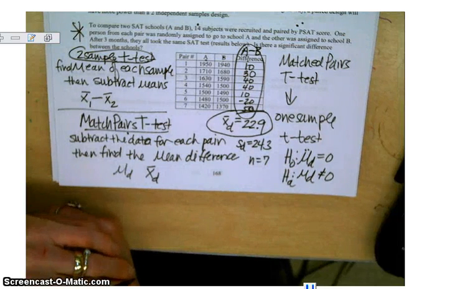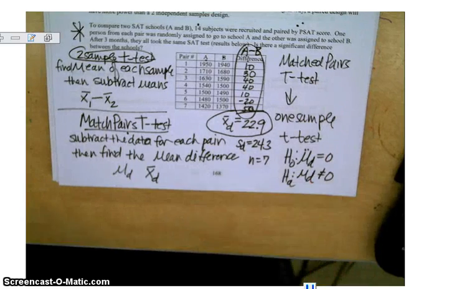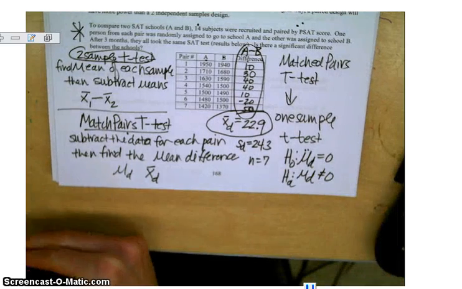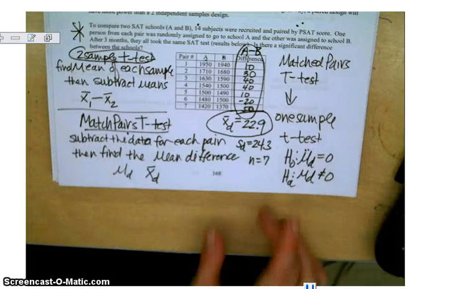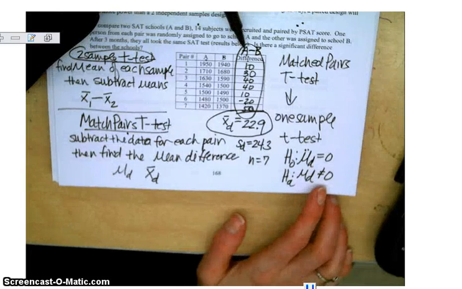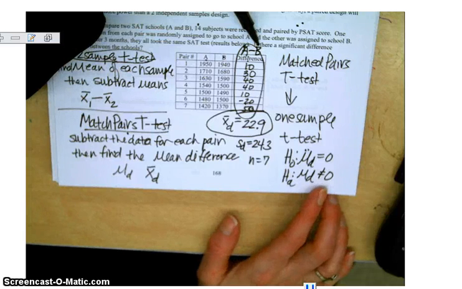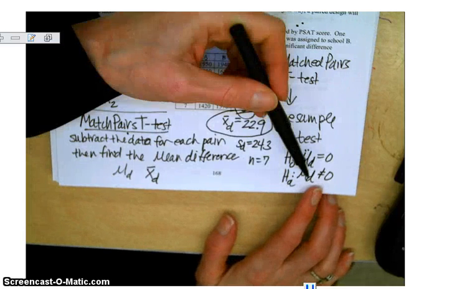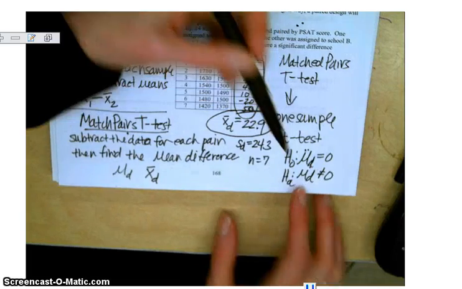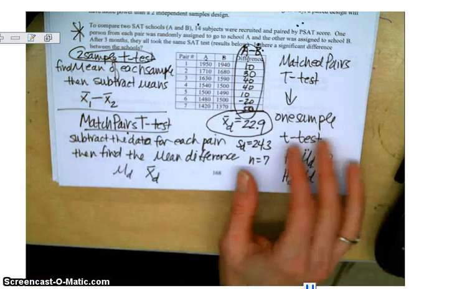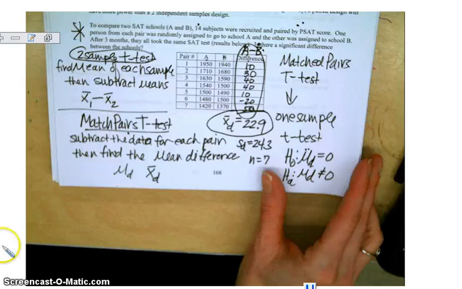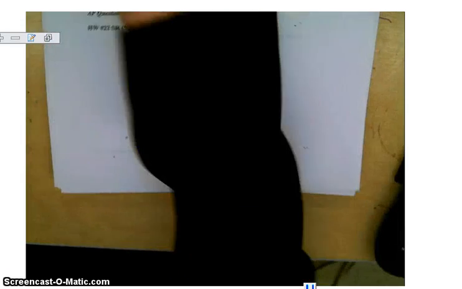Okay, not all matched pairs tests are two-sided. You could have asked the question, is school A better? Then it would have been, is the mean difference greater than 0, because we subtracted A minus B? If it asked whether school B is better, then the alternative would be the mean difference is less than 0, because B was the second one. All right, so let's go on to the next page.